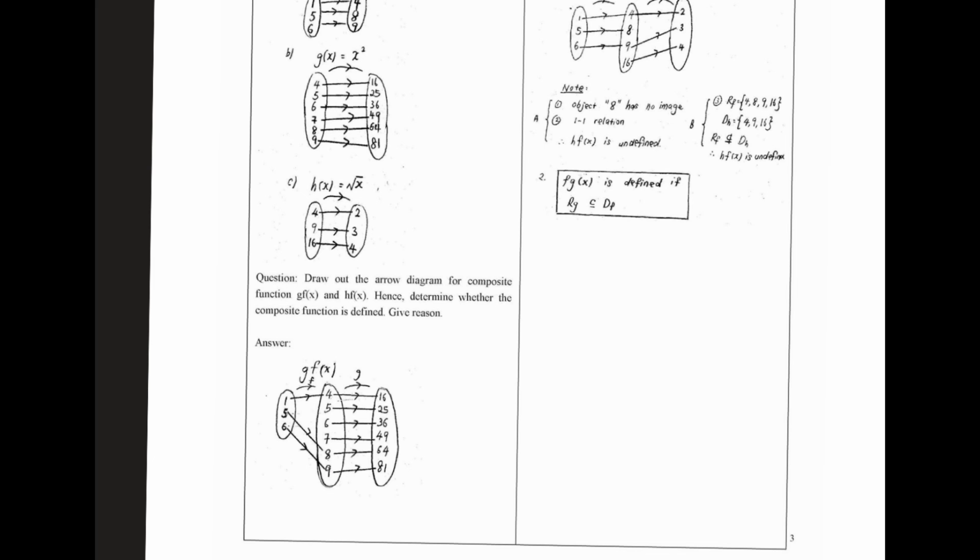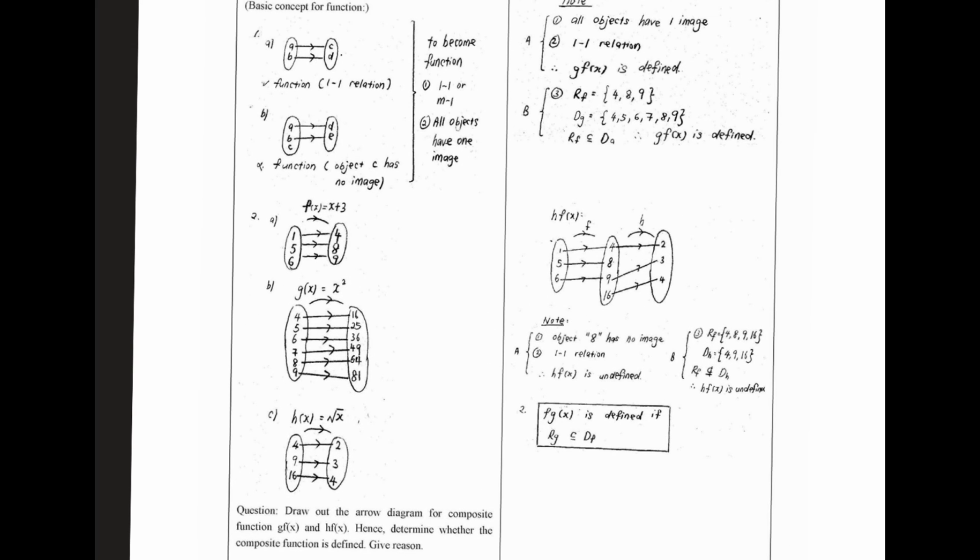Now what I am trying to put in the note is, I'm trying to show you that the range of f is a subset of the domain of g. Why do I have to show this? This is the way to check whether a composite function is defined or not. So if the range of f is a subset of or equal to the domain of g, then g(f(x)) is defined.